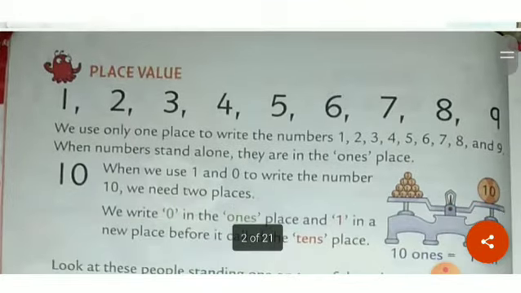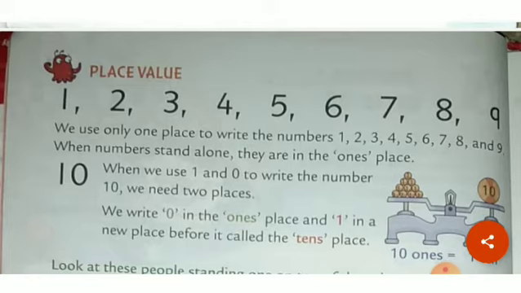So see what is meant by place value. The numbers from 1 to 9, like 1, 2, 3, 4, 5, 6, 7, 8, 9, we use only one place to write these numbers. These are single numbers, so we use only one place to write them. When numbers stand alone, they are in the ones place.